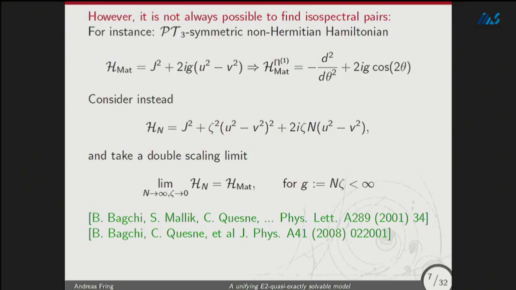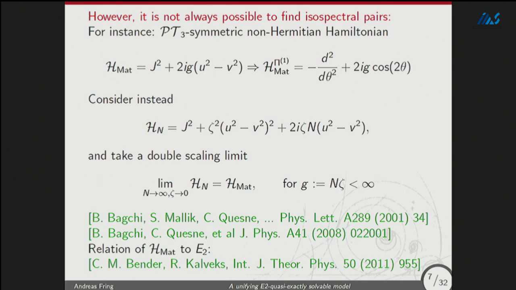not in this way. They looked at particular representations, but I just formulated it in a Lie algebraic way. So if I take a double scaling limit, so I have here a zeta, then of course this term disappears, and I assume that zeta n will be my g, and then I recover this in this double scaling limit. So I can get some information about properties of the Mathieu equation from this double scaling limit. And Carl was the first one to point out the connection of the complex Mathieu equation to E2. And I just put this together now. These people proposed the double scaling limit, and on this slide I'm putting this together and formulating this in a Lie algebraic way.